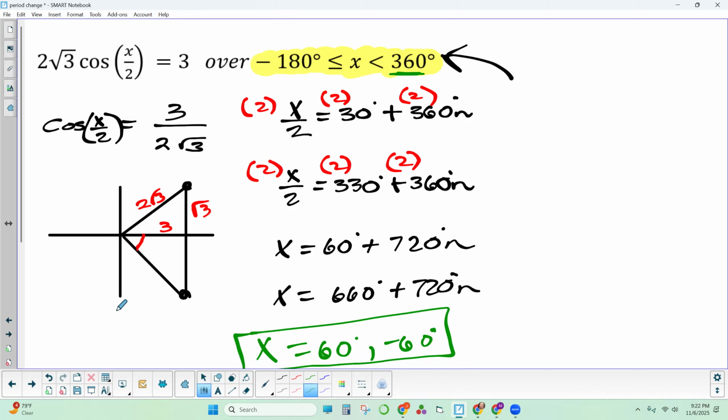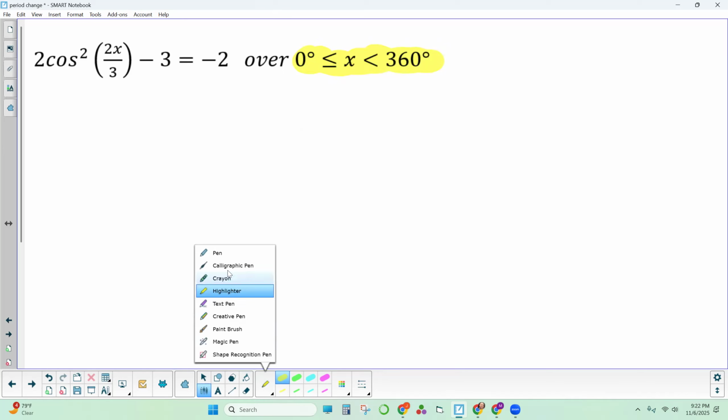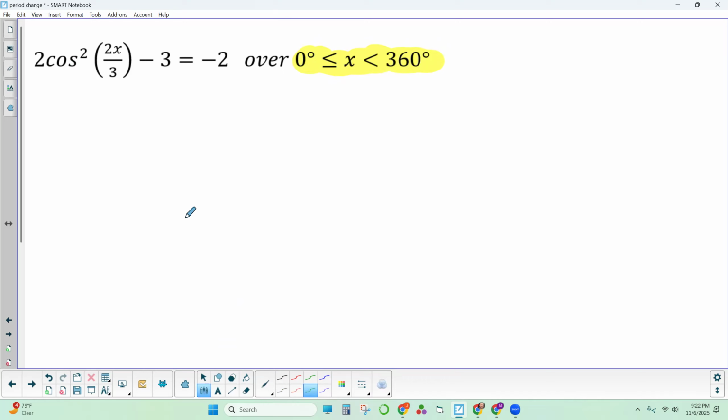All right, we're going to look at one more here. So this one is again in degrees. We have a square. We have cosine squared here. So I want to isolate that square, and we take the square root of that. So it looks like that's the strategy here. I'm going to add 3 and divide by 2, which leaves me cosine squared 2/3 x.